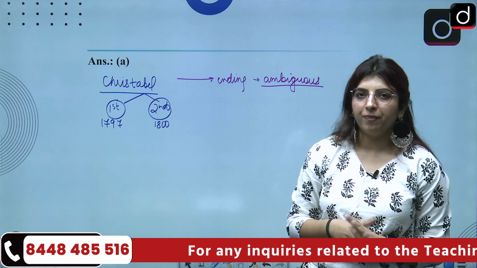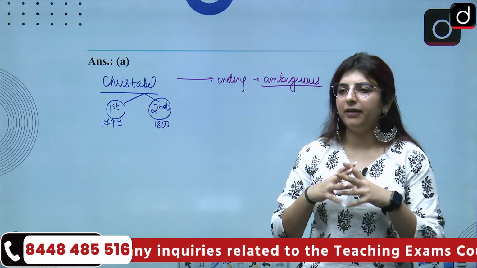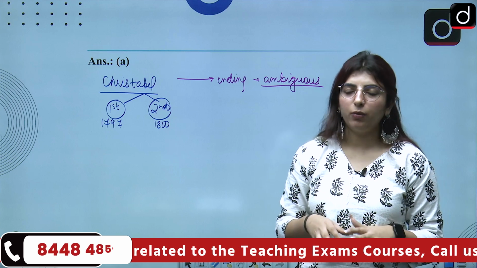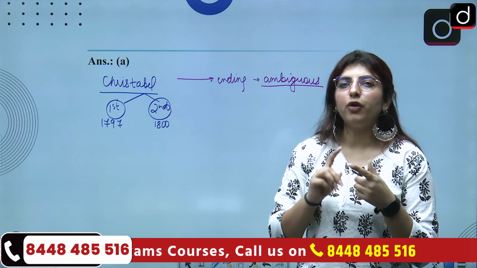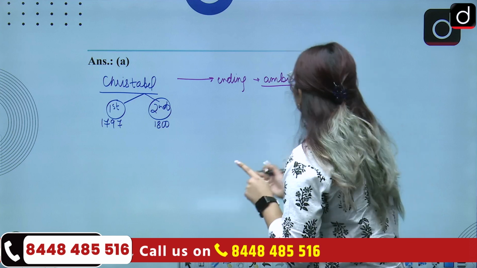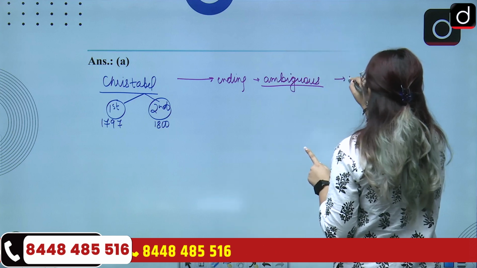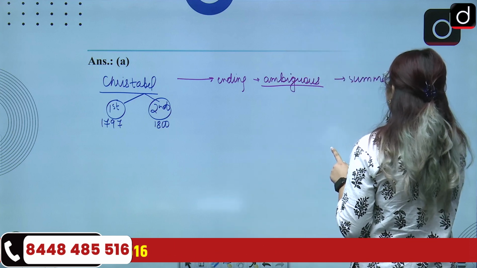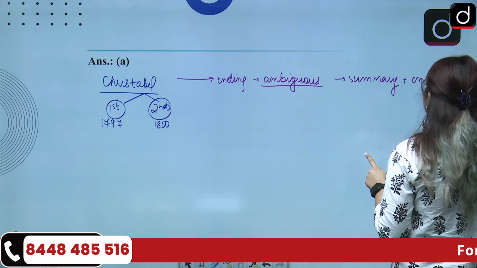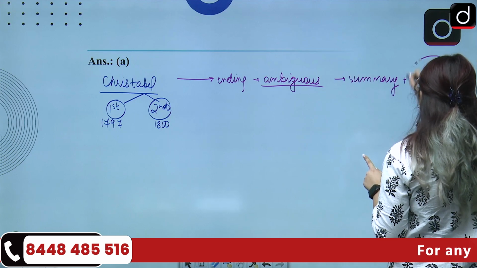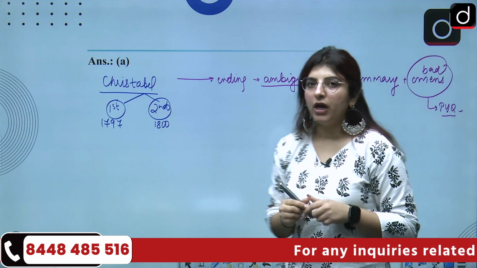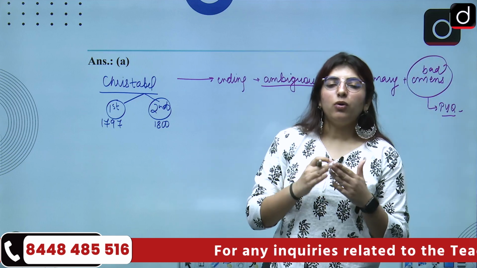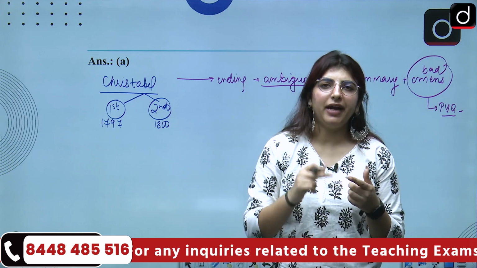So Christabel brings her home, Geraldine ko change karwati hai, makes her sleep with her, etc. And we also get to see that there are lots and lots of omens. So, main ye aapko homework de rahi hoon ki isi work ki ek baar aap log summary padhiyega along with the bad omens jo isme mention kiye gaye hain, because these bad omens, as a previous question has been asked in your paper, right? So, we don't know what happens at the end, right?